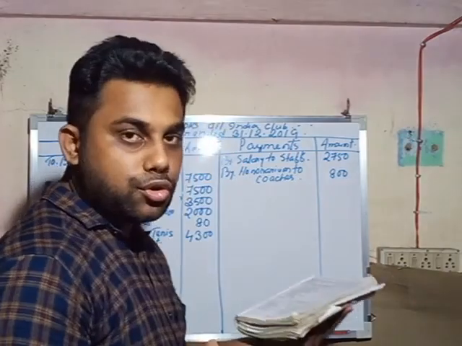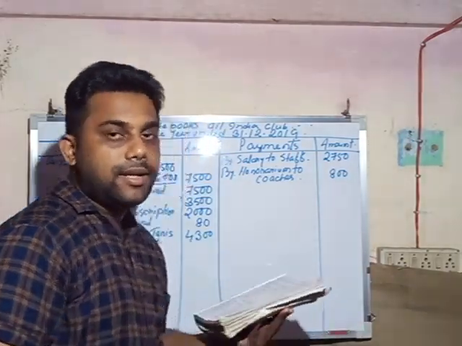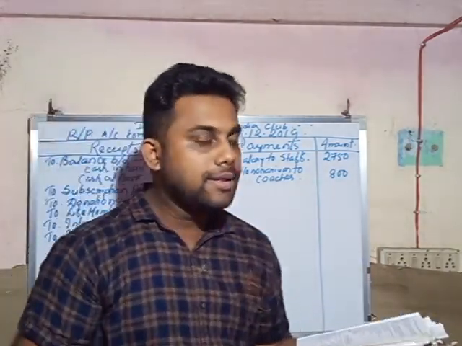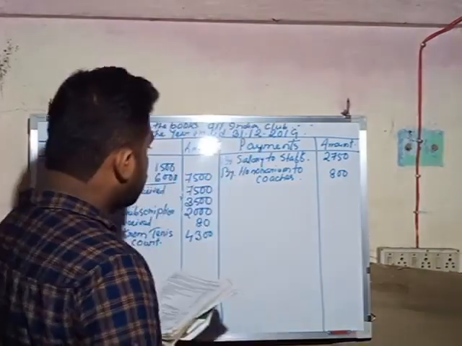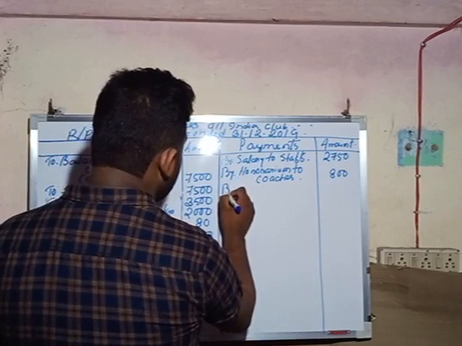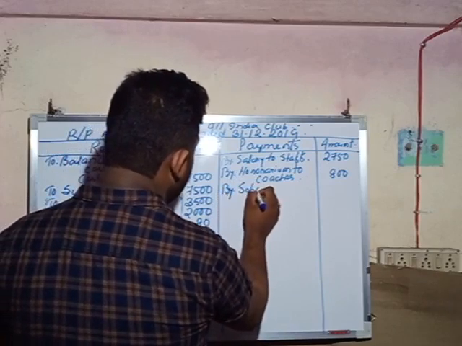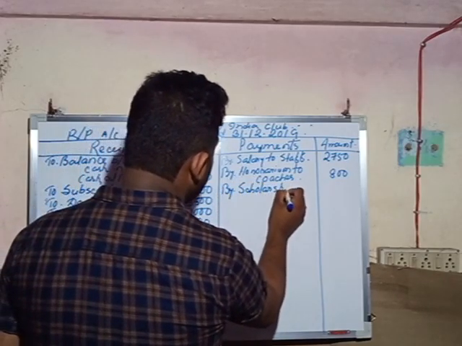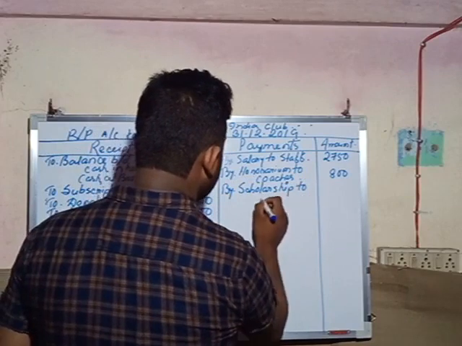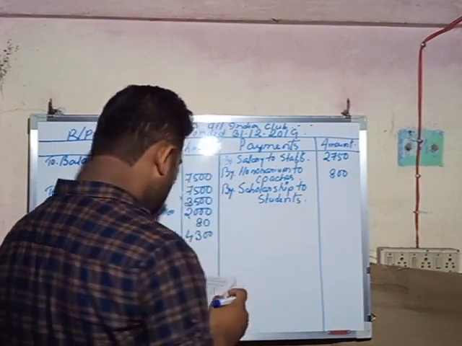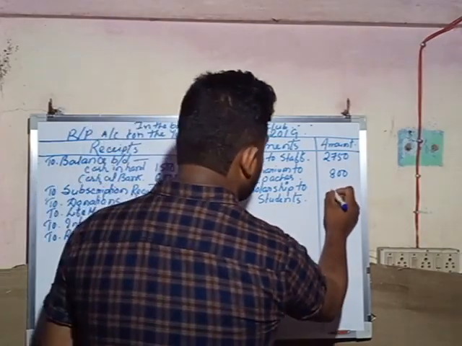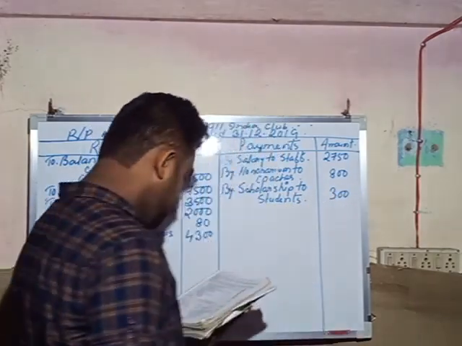Next, scholarship to students. That means they have done certain charity, like they paid an amount to the meritorious students of the society. So this is a scholarship. It is a payment for the non-trading organization. By scholarship to students, and the amount is 300.